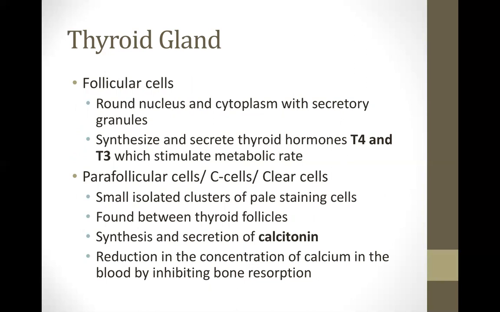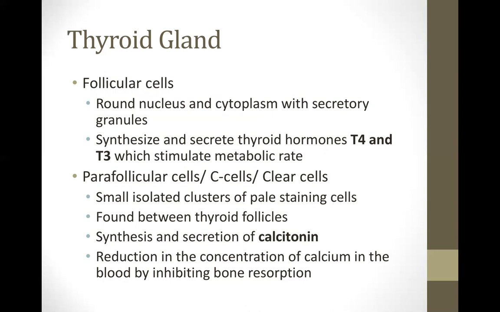The follicular cells are your characteristic cells or the parenchyma of the thyroid gland. They are described as having a round nucleus and cytoplasm with secretory granules. They synthesize and secrete thyroid hormones, your T3 and T4, which stimulate your metabolism or your metabolic rate.